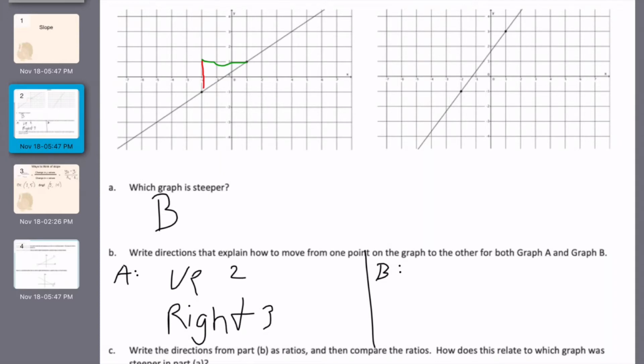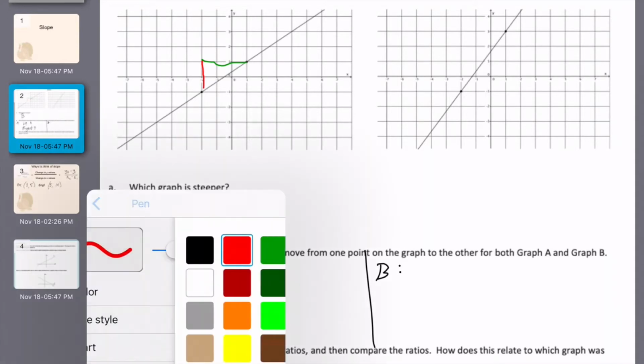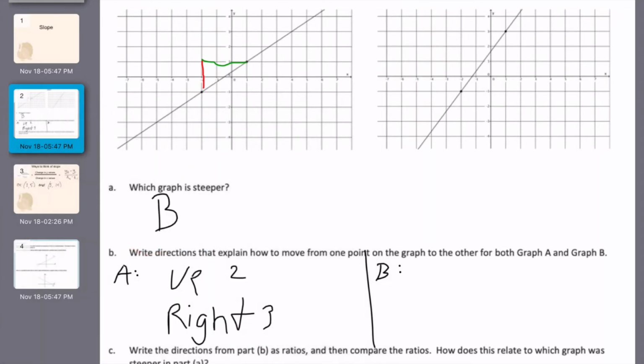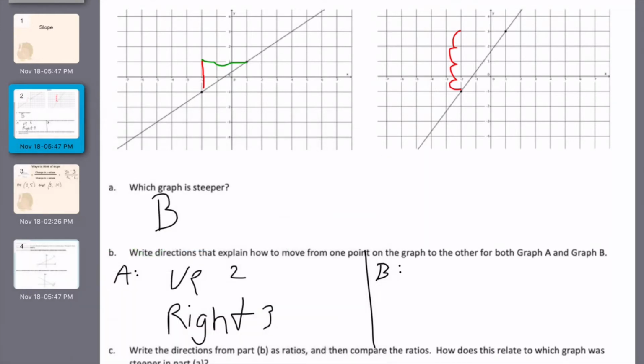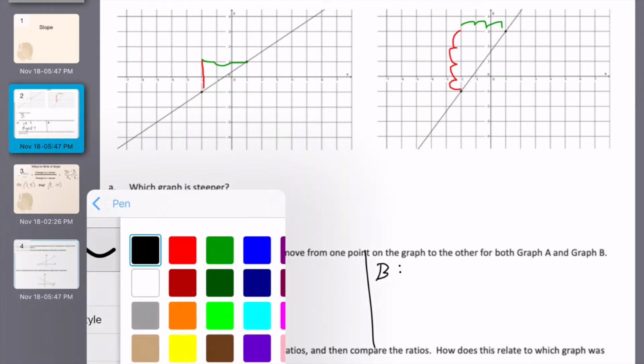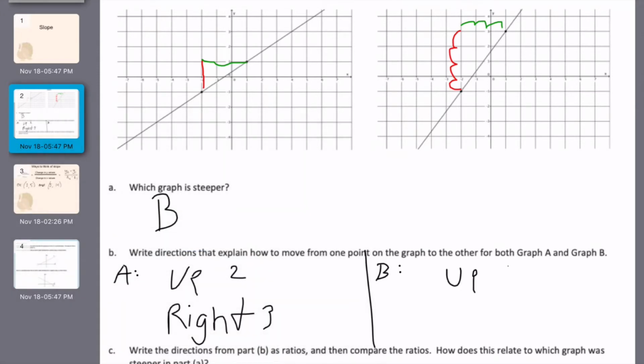I know for part B, it looks like I have to go up 1, 2, 3, 4 times. Kind of hard to see there. And then I have to go to the right 1, 2, 3 times. So up 4, right 3.